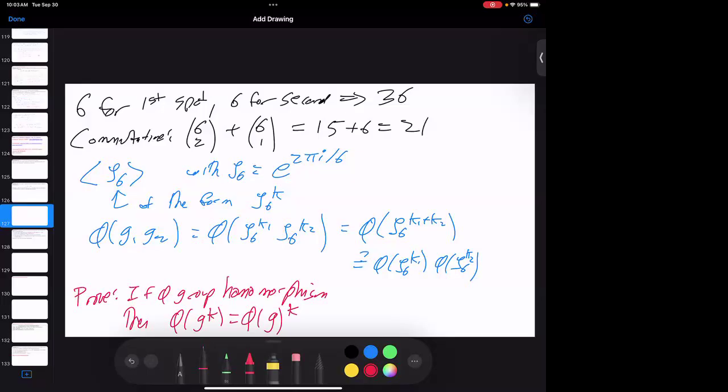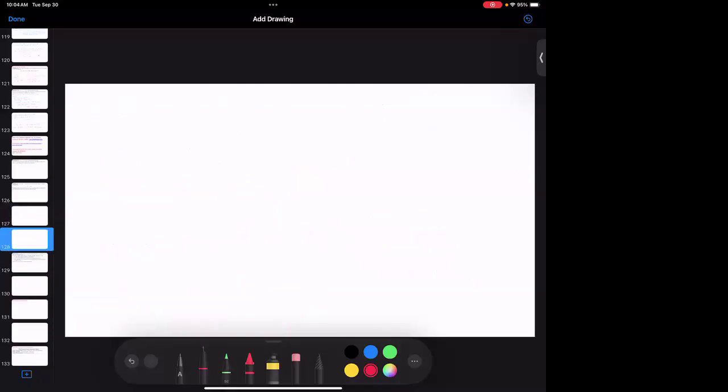Because once I know what phi does to the generator, then if I raise the generator to a high power, well, that's just phi applied to the generator raised to the k. So if that were the case, then this problem would be immediate, right? So is phi of g to the k equal to phi of g, to the k? Can anybody give me a value of k where this is easy?